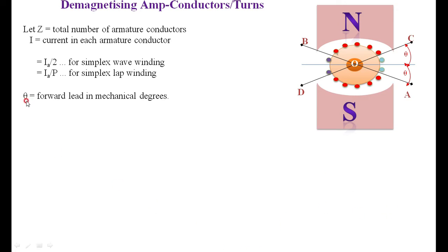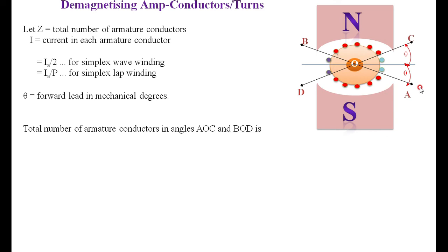At this point you can remember that Z is the total number of conductors in the generator, I is the current per conductor in the armature, and theta is the forward lead because of the armature reaction, measured in mechanical degrees. Then we consider the total number of armature conductors in the angles AOC and BOD. We are looking for demagnetizing ampere turns or conductors between BOD and AOC.